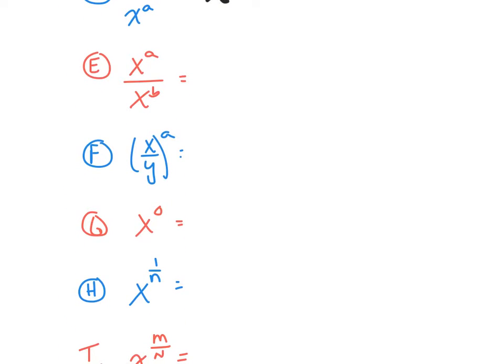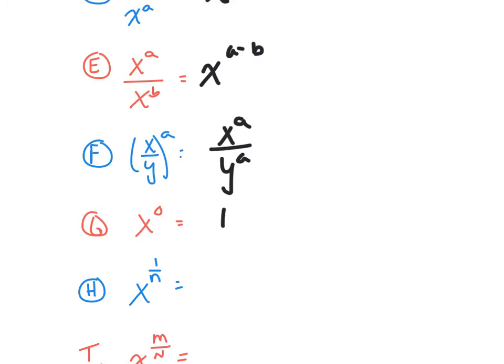E, x to the A divided by x to the B. Again, as long as the bases are the same, you keep the base and you subtract the exponents, A minus B. F, similar to that other property, everybody inside gets raised to that power, even if it's a fraction. So that's x to the A over y to the A. G, anybody to the 0 power is 1.